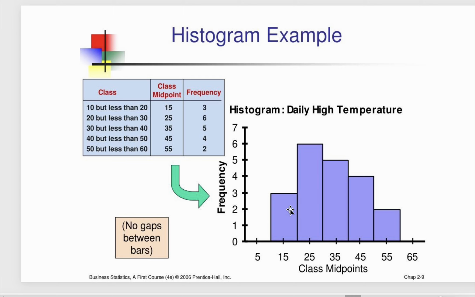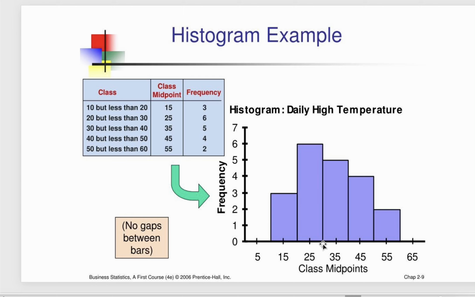What does the height of each of these bars represent? It represents the frequency. The first class interval had a frequency of 3. The second class interval had a frequency of 6. It's very simple, very easy to understand. The modal class, the one that occurs most often, is the class that goes from 20 to 30.